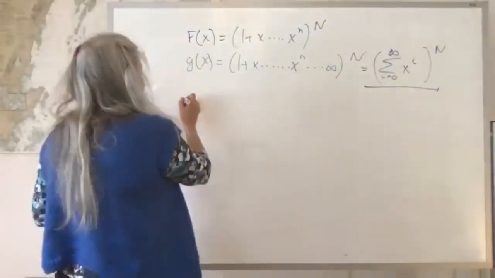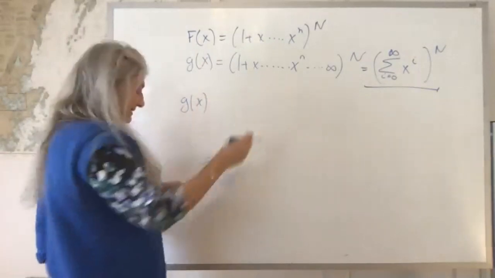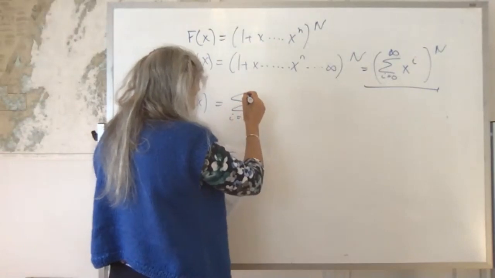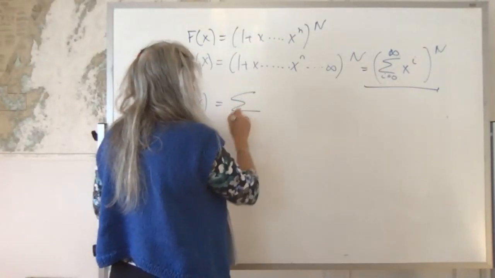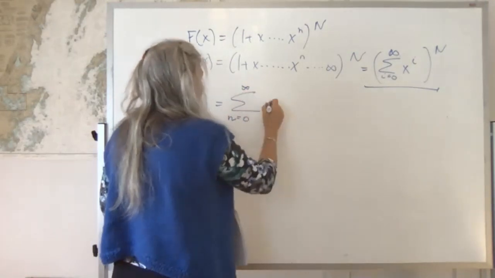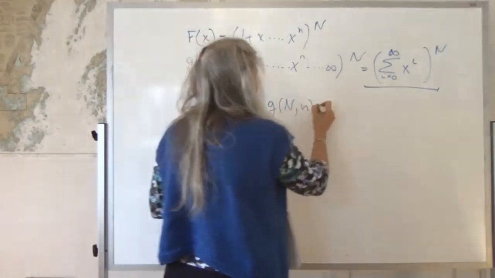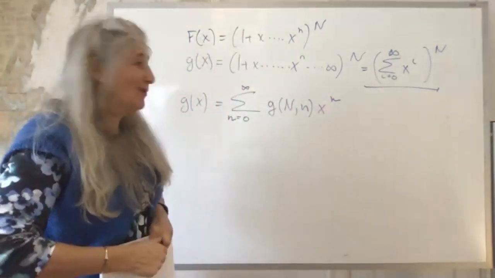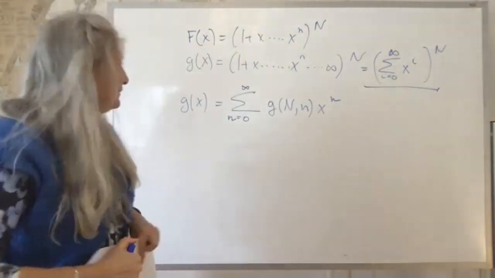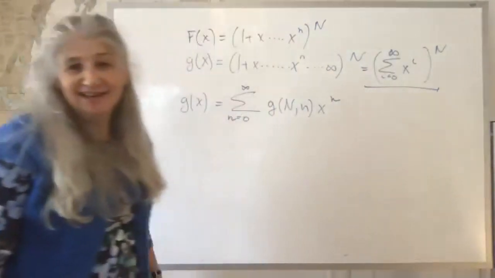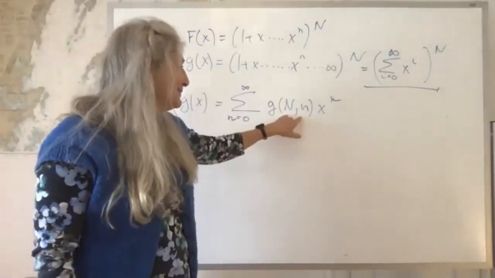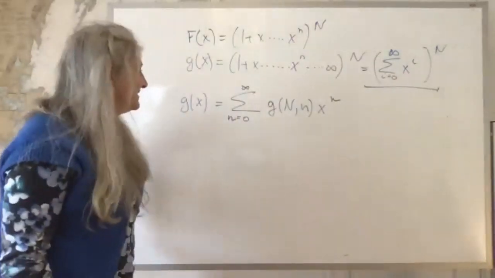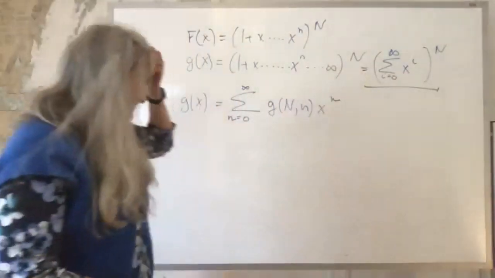So I can write g of x. Once I've done the sum out, I can also write it as the sum from n equals 0 to infinity of g_n x to the n. This is just saying I want the coefficient of x to the n. If I have some sum that goes to infinity, I've expanded it all out, I get all possible ones, as long as I pick the power. So this is another way to write this out.